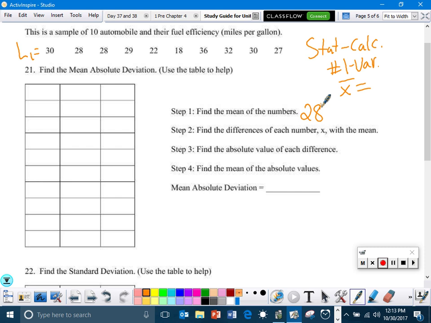Now, the first column is for the numbers. So here we go. I'm just going to copy the numbers down this column. The middle column, which I didn't leave much room for, you are going to do the subtraction. So you're going to take the 30 minus the mean. Then the 28 minus the mean. Okay, I'm just going to write these down and you follow. Or you pause it and do it yourself.